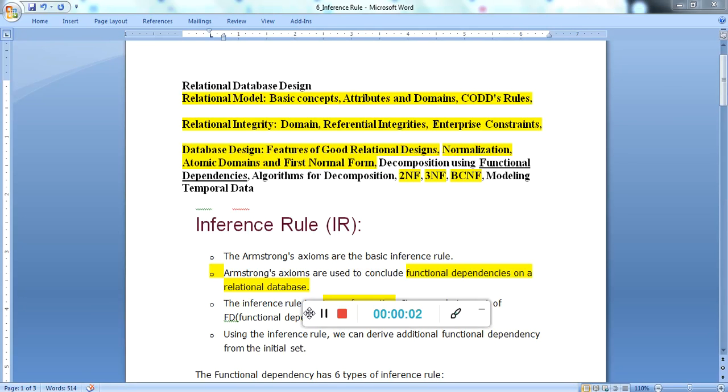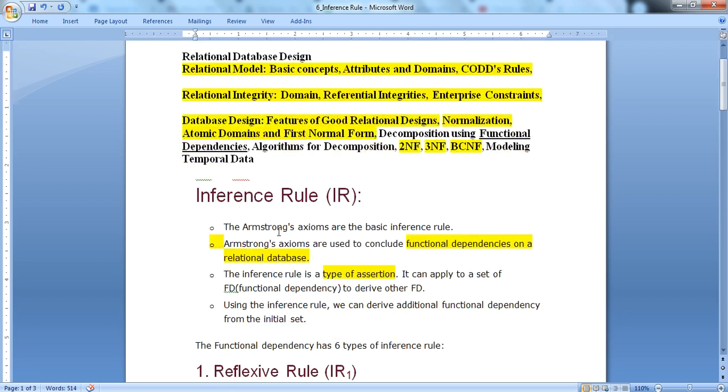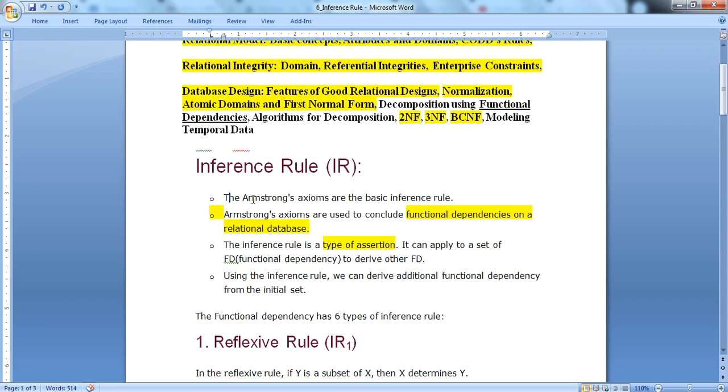Hello everyone. Now in this lecture we will learn about the inference rules under relational database design. Armstrong's axioms are the basic inference rules. That is, Armstrong's axioms are used to conclude functional dependencies on the relational database.